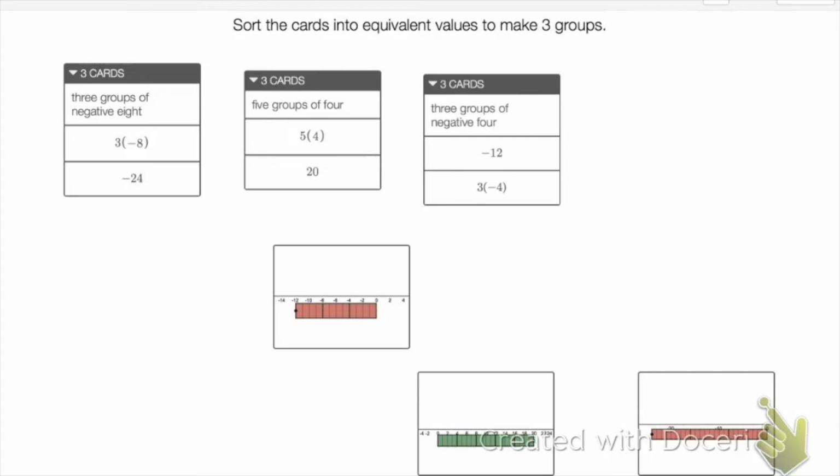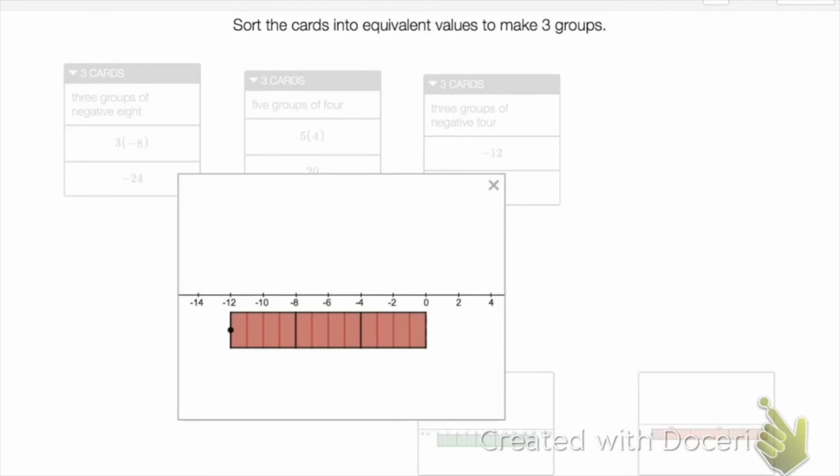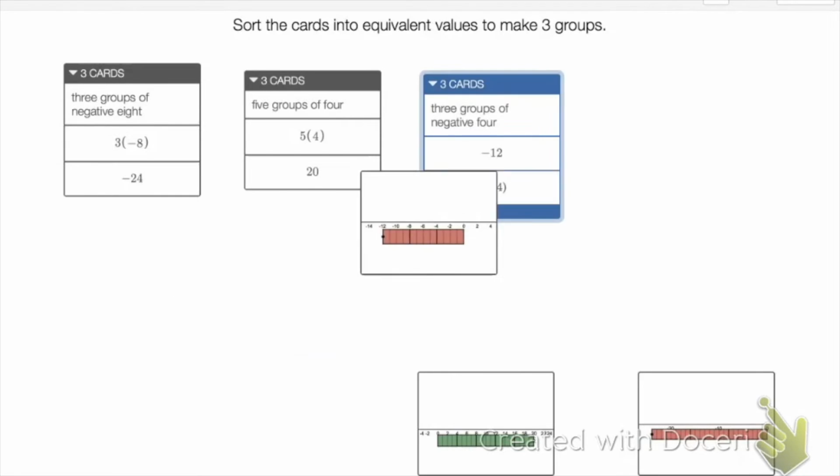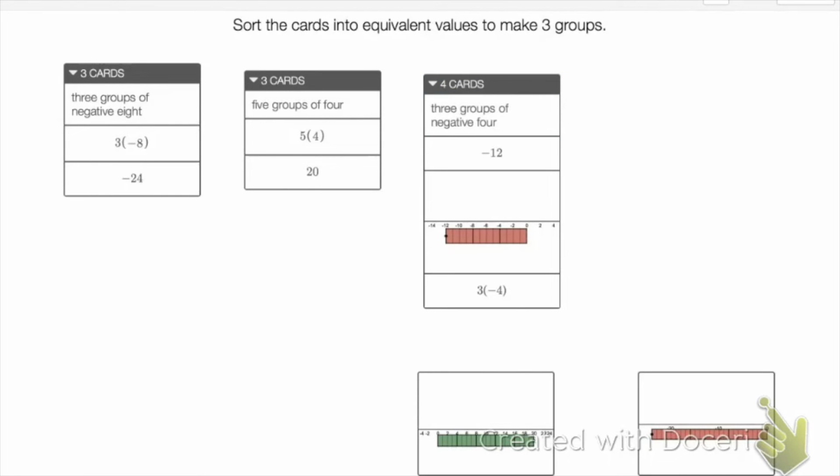It doesn't look like we have 3 groups of 4. So let's look at it again. We say this is 3 groups of 4, right? What do we miss? We're missing this goes to the negative side. So it can be 3 groups of negative 4. So now it makes sense. We're gonna move here 3 groups of negative 4.